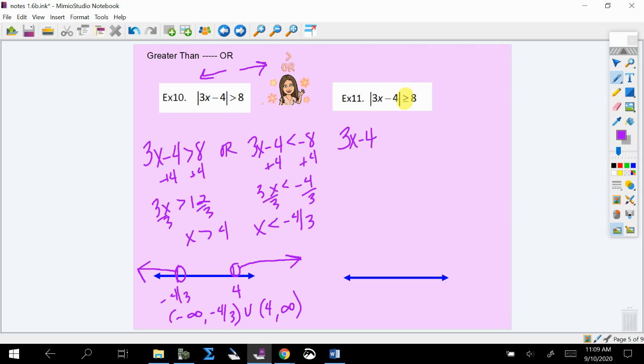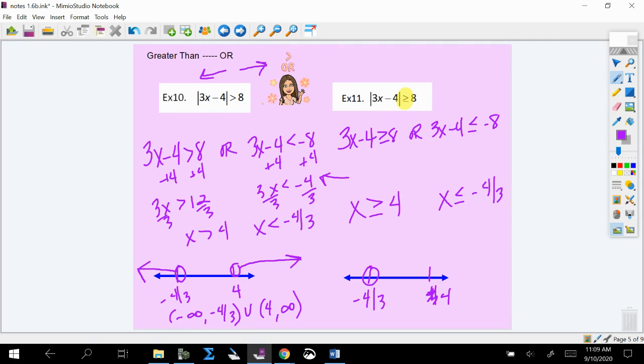So I'm going to have 3x minus 4 greater than or equal to 8, or 3x minus 4 is less than or equal to negative 8. So when I switch it to a less than or equal to, it's a negative. I'm going to solve this just like I did over here, so I know what I'm going to get at the end. I know I'm going to get x greater than or equal to 4, or x less than or equal to negative 4/3, because I already did the work. So I know on my number line, when I put my negative 4/3 and my 4, I'm going to now have filled in circles.